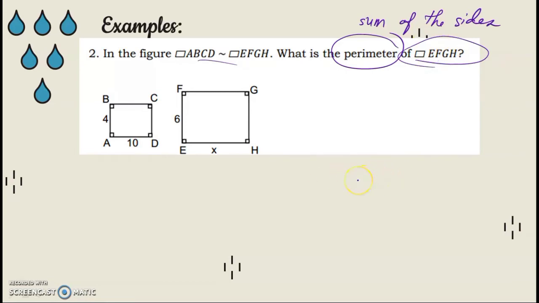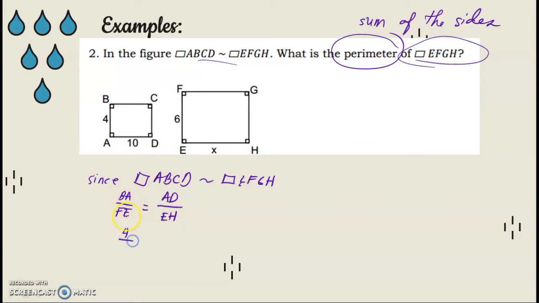So, paano yan? So, una, since meron na tayong given na si ABCD is similar kay rectangle EFGH, ibig sabihin, si BA over FE is equal to AD over EH. Tama? Okay. So, si BA is 4 over 6 equals AD is 10 over X. Then, we cross multiply. So, we have 4X is equal to 6 times 10, 60. Divide both sides by 4. So, therefore, X is equal to 15.